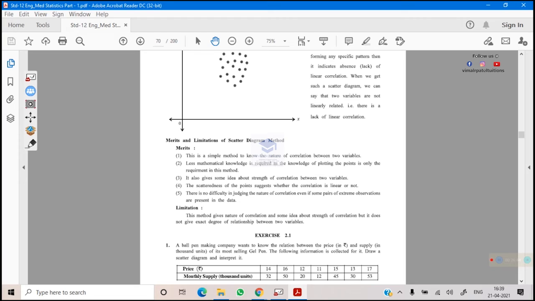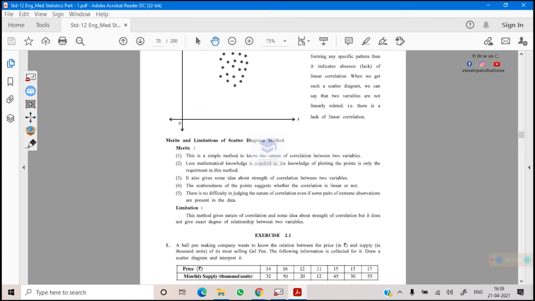There is no difficulty in judging the nature of correlation even if some observations are missing. You don't have to carry out any type of calculation. But the main limitation is that it will give the idea about nature and direction of correlation, but will not provide an exact measure of correlation. If I say there is partial positive correlation, then the value can be between 0 to 1. It can be any number: 0.1, 0.2, 0.99, 0.89, 0.75, 0.68, any number. It will not give you the exact degree of correlation.